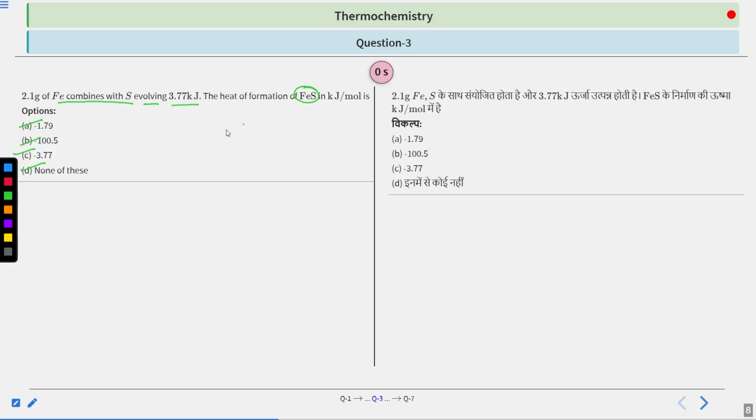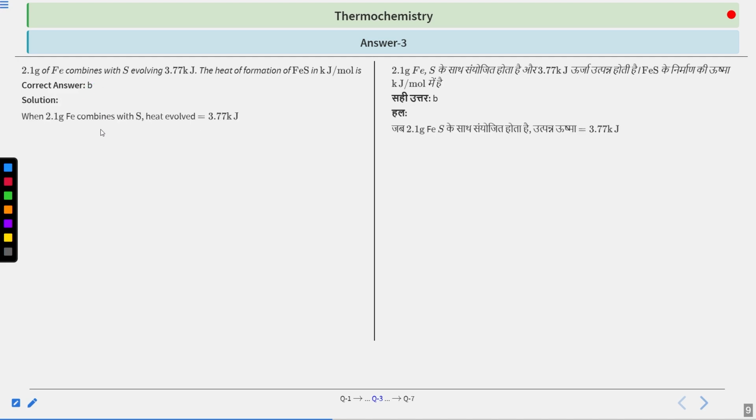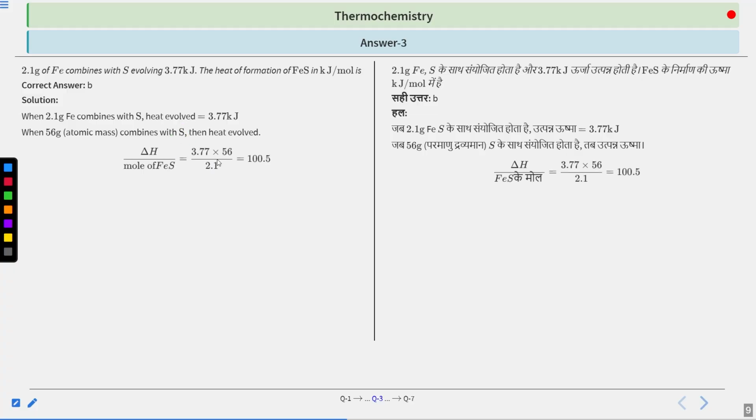Okay, let us see how we can solve it. For those who have solved, the correct answer is B. It is written that when 2.1 gram combined with S, the heat evolved is 3.77. Very correct. When 56 gram is involved with S, then how much heat is evolved? 3.77 divided by 2.1 multiplied by 56. This is what is asked.